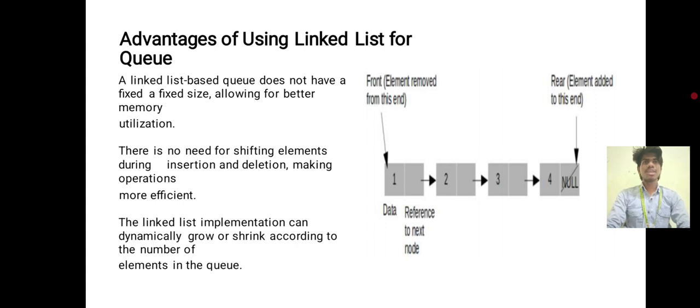Advantages of using linked list for queue. A linked list based queue does not have a fixed size, allowing for better memory utilization. There is no need for shifting elements during insertion and deletion, making operations more efficient. The linked list implementation can dynamically grow or shrink according to the number of elements in the queue.